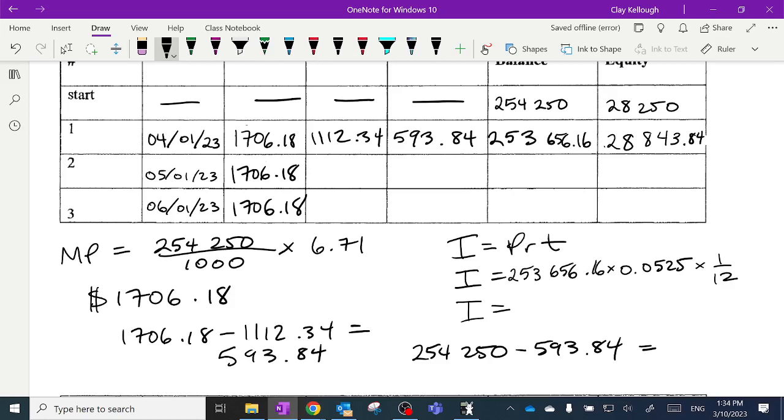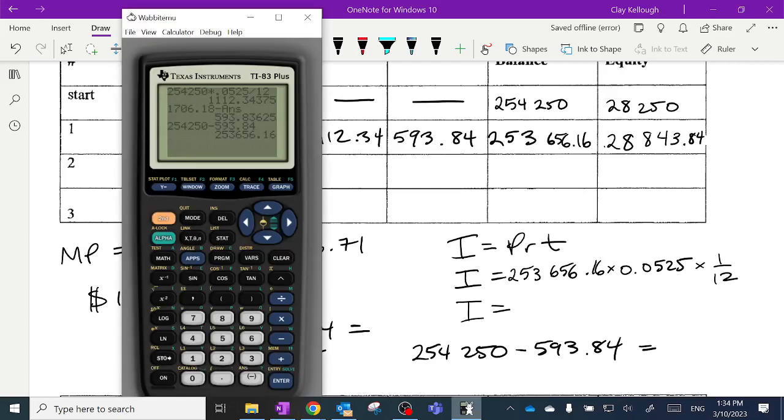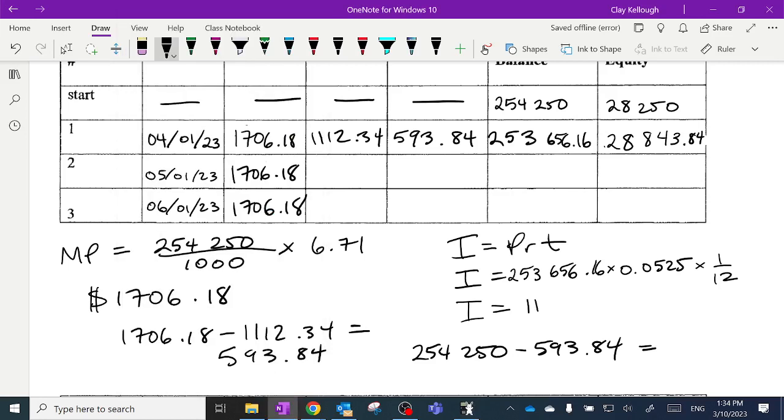253,656.16. And luckily for me, that number is still saved on my calculator. So times rate, 0.0525, times time. And the new interest payment is $1109.75. And if you're doing this right, you will notice that this column gets smaller as you go down. It has to. The amount of interest you're paying goes down every month.